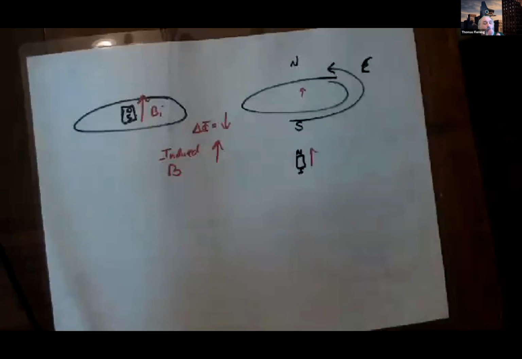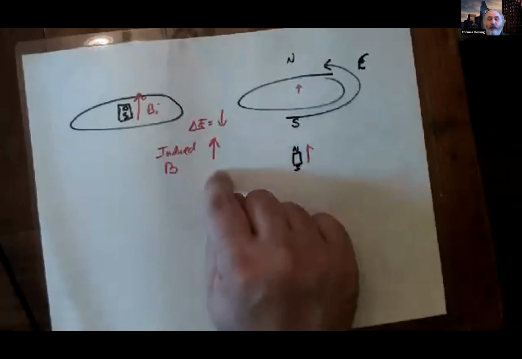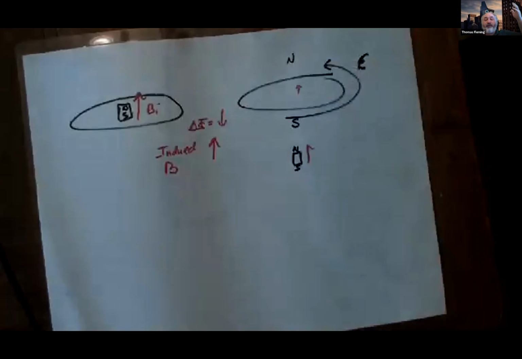Now, it can't ever quite stop it, because if it slowed it down enough to make it stop, then the flux would stop changing. If the flux stopped changing, there would not be an induced magnetic field, and the magnetic field created by the loop would vanish, and it would start to fall again normally. So it'll slow it down, but it never can quite stop it.